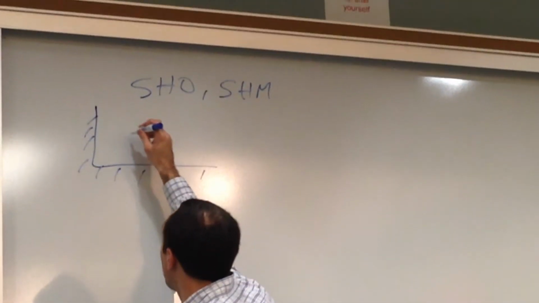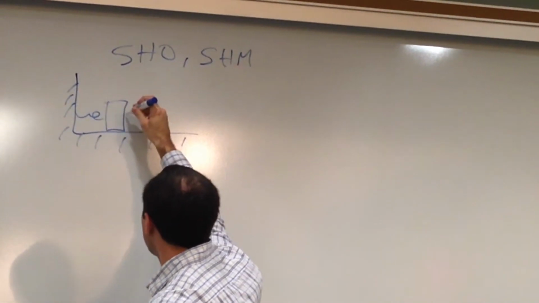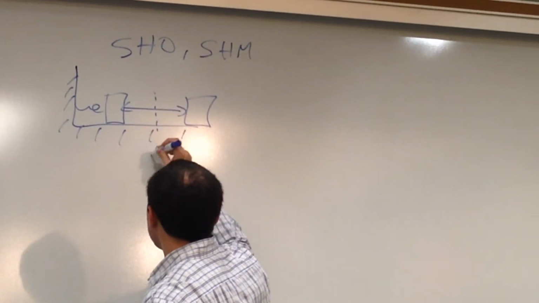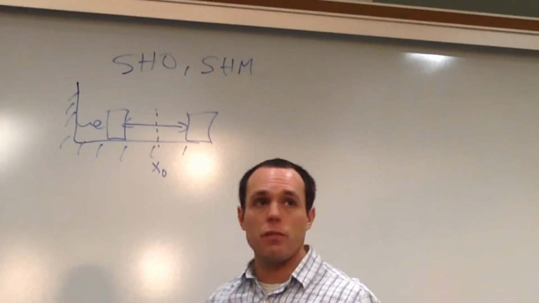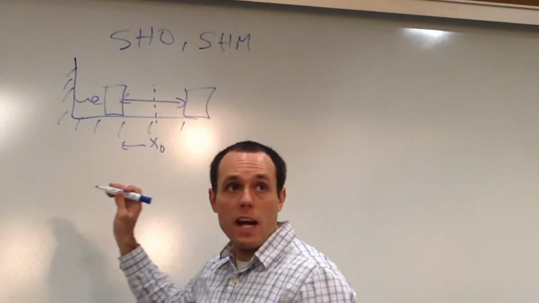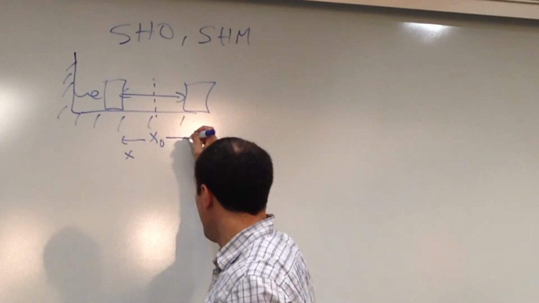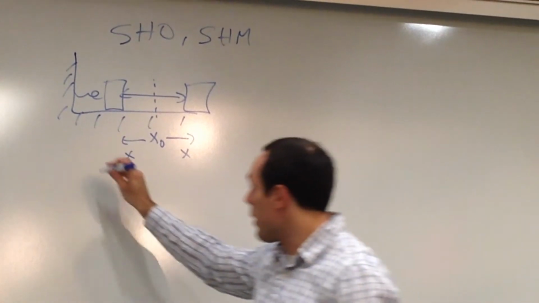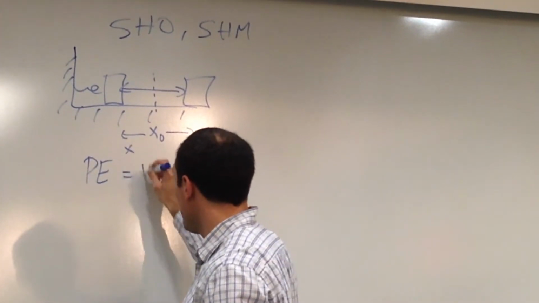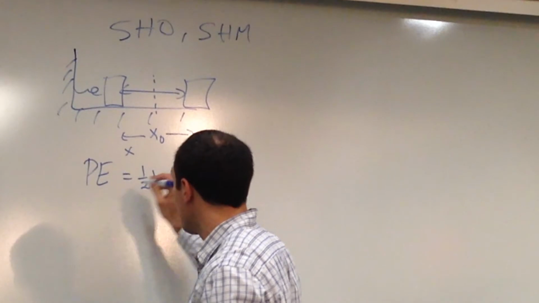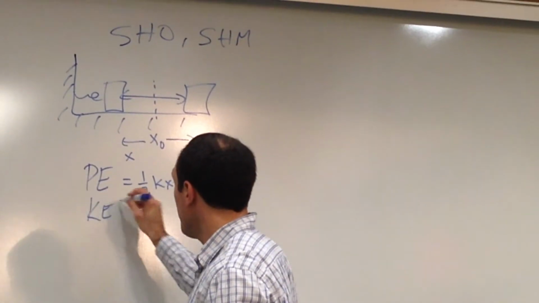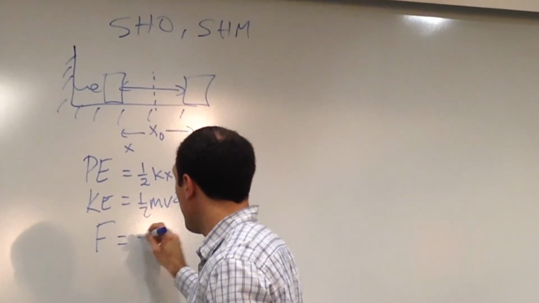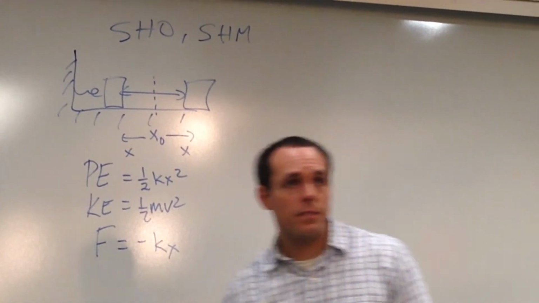The basic idea is that if we have a mass on a spring, it's basically going back and forth from the extremes, where here this is the equilibrium position, x of 0. It's getting contracted or compressed at distance x, and it's being extended the same distance x. Remember, the potential energy for a spring is 1/2 kx squared. The kinetic energy is 1/2 mv squared. And the force, Hooke's law, is negative kx.